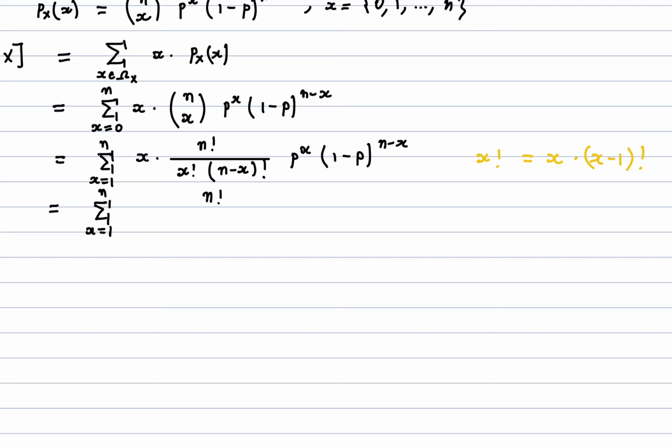So that's what we're going to do here. You've got n factorial over x minus 1 factorial times n minus x factorial, close the bracket, p to the x, 1 minus p to the n minus x. So far, everything seems pretty good.